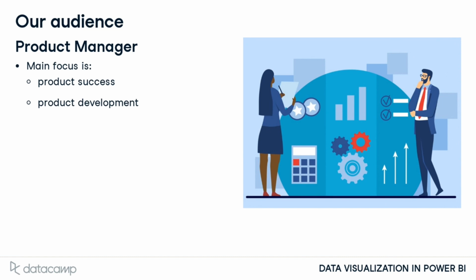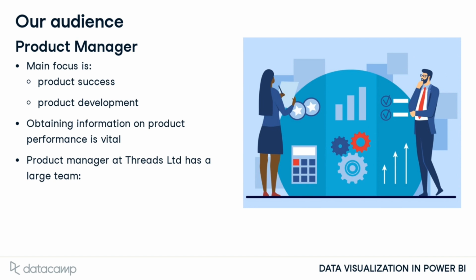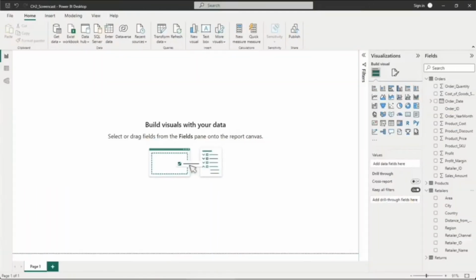The product manager generally identifies what customers want and how the company can develop its products to meet these demands. One of their main responsibilities is the success of the products, so having clear information about current product performance is vital. The product manager at Threads Limited has a large team, so any insights or visuals we will be creating for him will be shared with a wider audience. Therefore, we will have to make sure that they are suitable for a general audience.